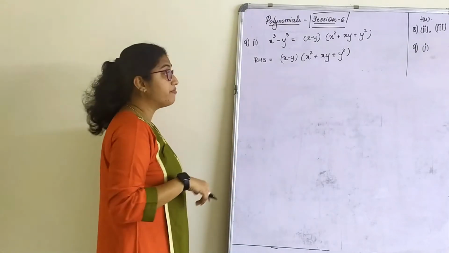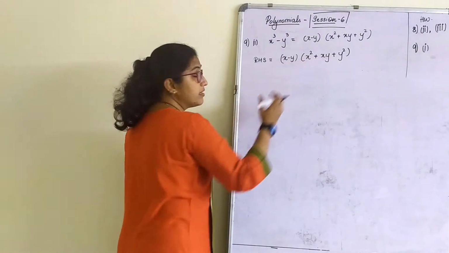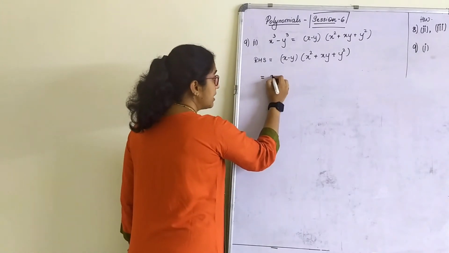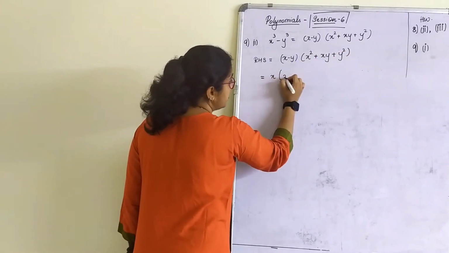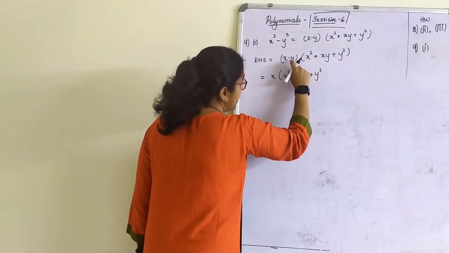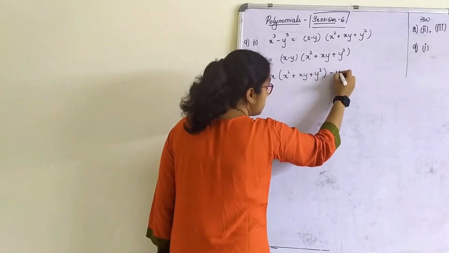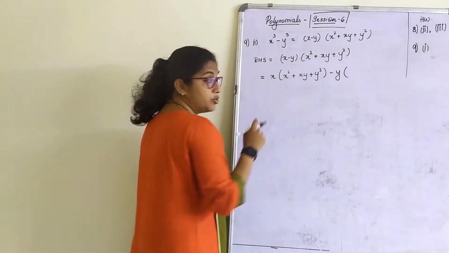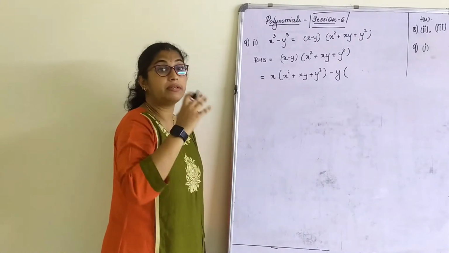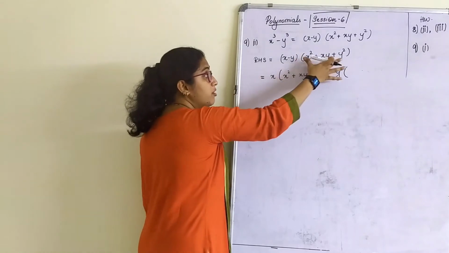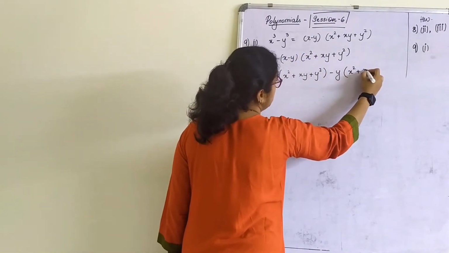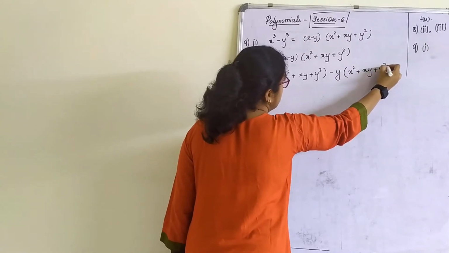This is a type of multiplication of a binomial with a trinomial. So what we do? We apply the distributive property. x of this term, x square plus xy plus y square, the sign here which is minus of this term. You remember, right? Distributive property of multiplying a monomial with binomial, binomial with binomial. So here it is a binomial with a trinomial. Minus y of x square plus xy plus y square.